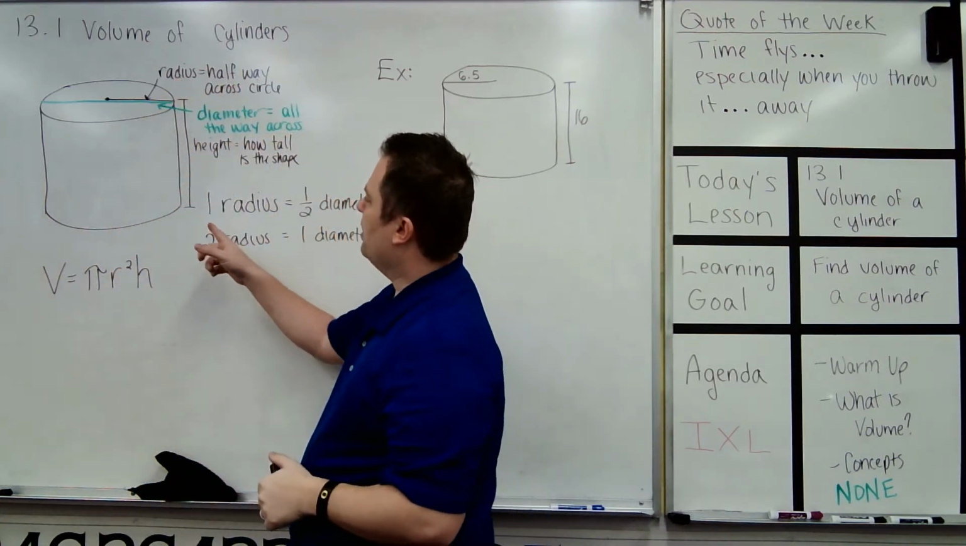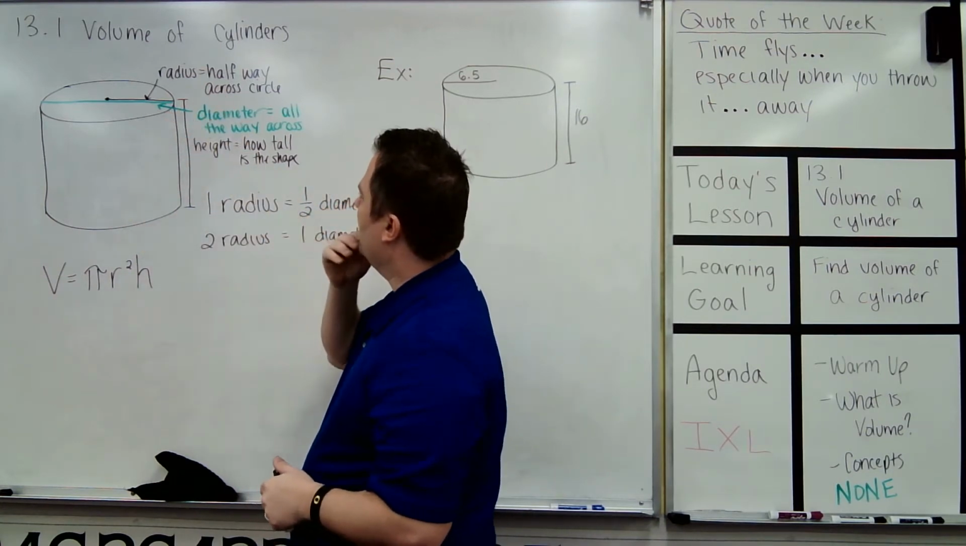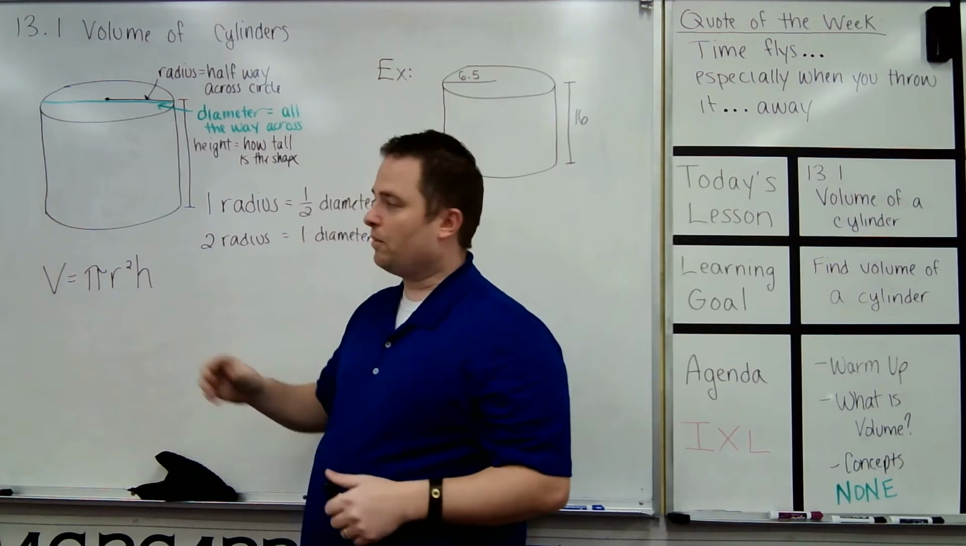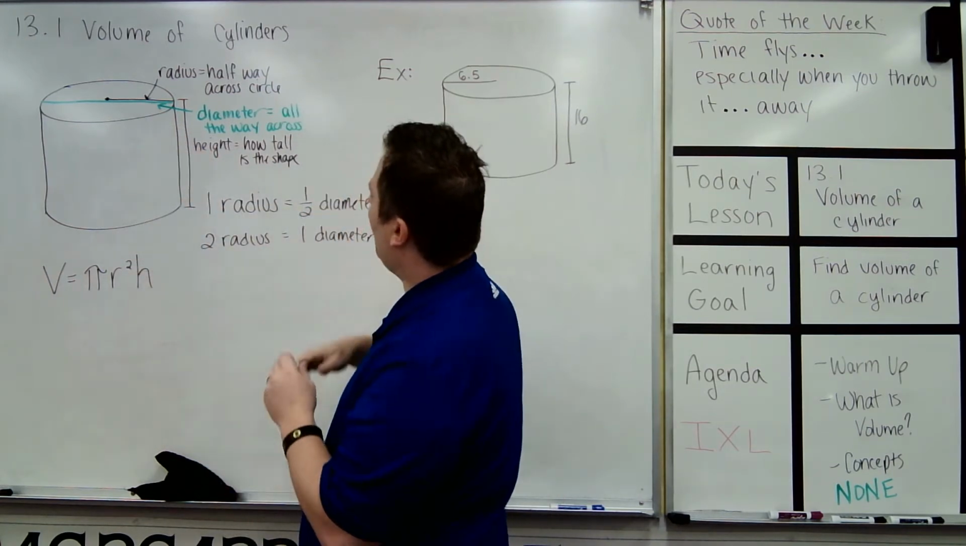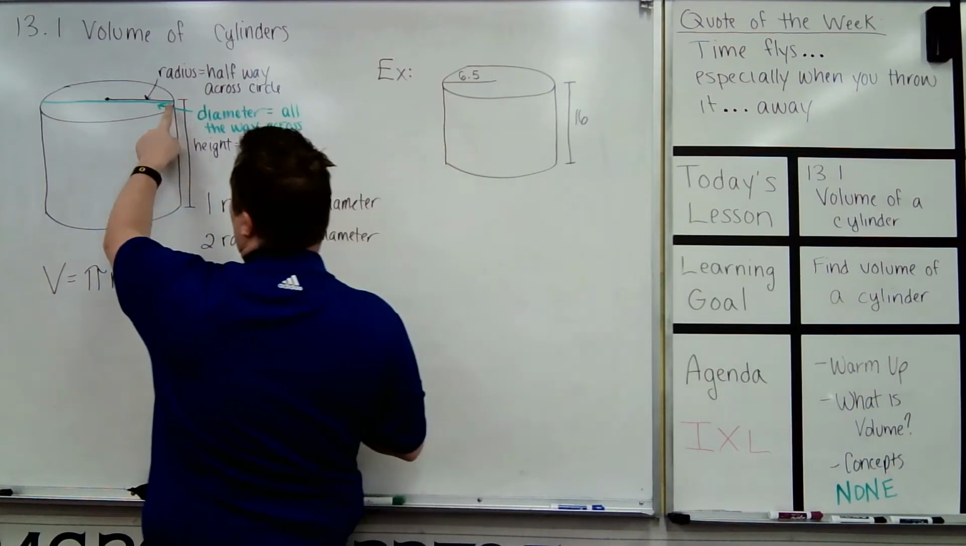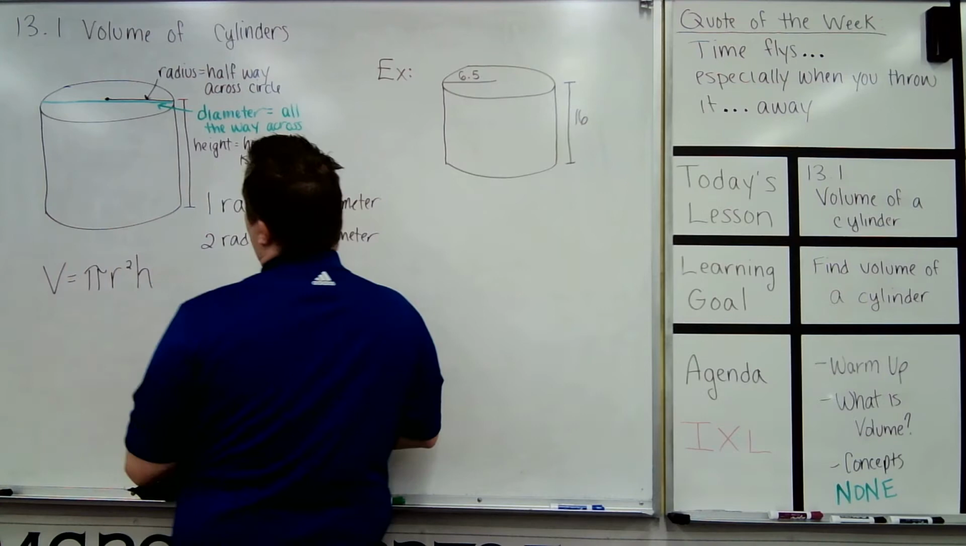And it doesn't matter where it is. It's not necessarily on the top. It's anywhere. But it is halfway across the circle. Remember, these are a stack of circles. The diameter is all the way across. Okay, it's the distance that's all the way. So radius is halfway. The diameter is all the way.